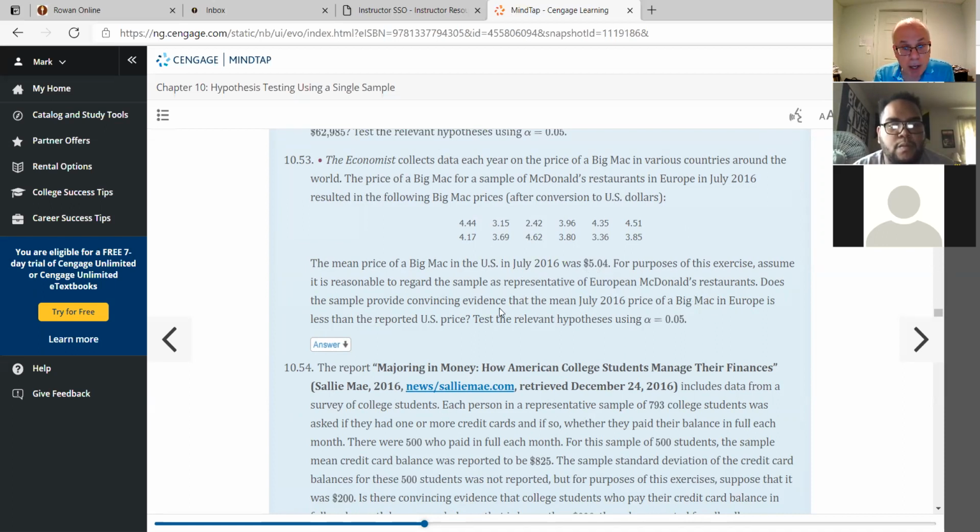Does the sample provide convincing evidence that the mean July 2016 price of a Big Mac in Europe is less than the reported US price? So what is the reported US price? $5.04. All right, can somebody tell me, is this a left tail test, two tail test, or right tail test? From this little bit of a statement at the bottom here. Look at the question, the very last sentence.